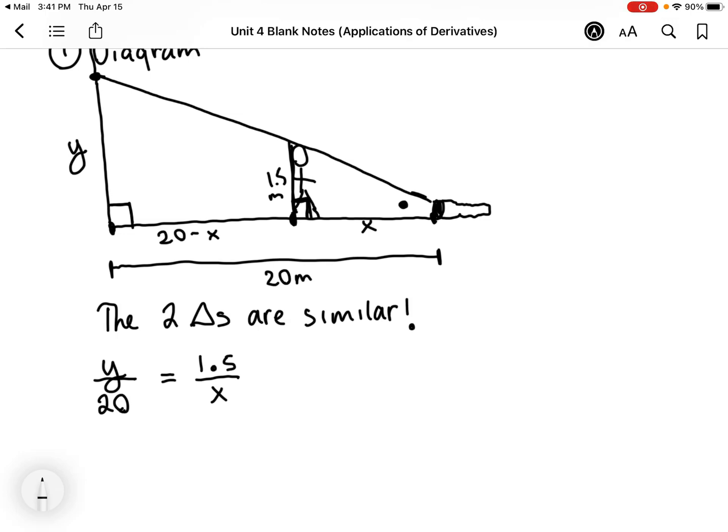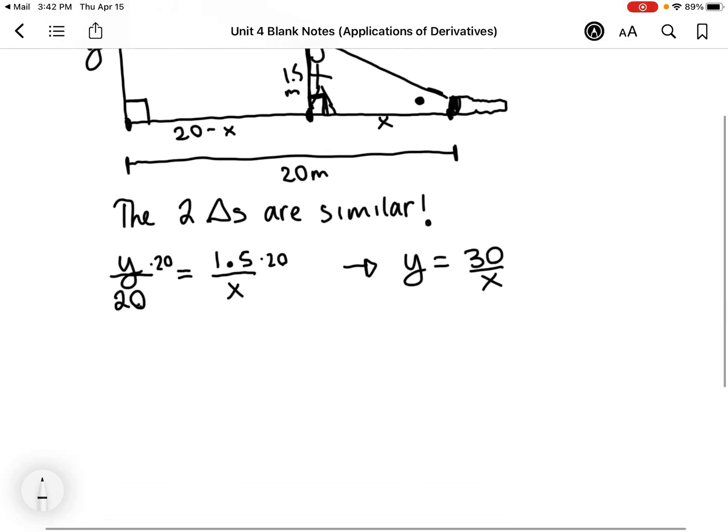Now, if I wanted to solve this for Y, I'd multiply both sides by 20, right? And 1.5 times 20 is 30, so that's going to give me Y equals 30 over X. So this is a really good start.